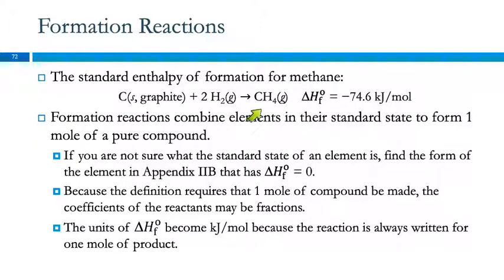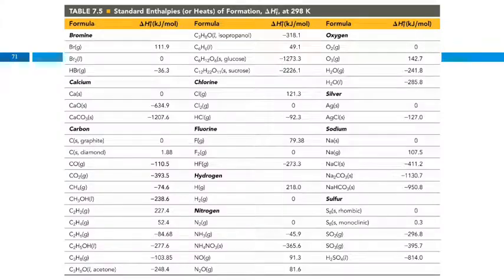And we write this equation so that we form 1 mole of compound. Then we can say that delta H for this reaction is the heat of formation for this compound. So for CH4, how do we know it's minus 74.6? We look it up in the table. CH4 right here, minus 74.6.